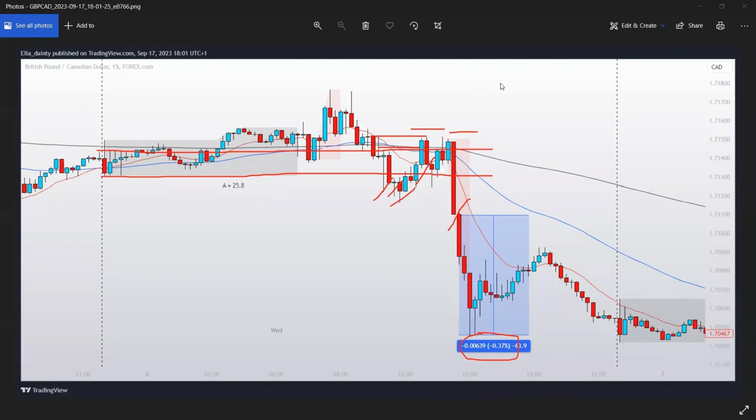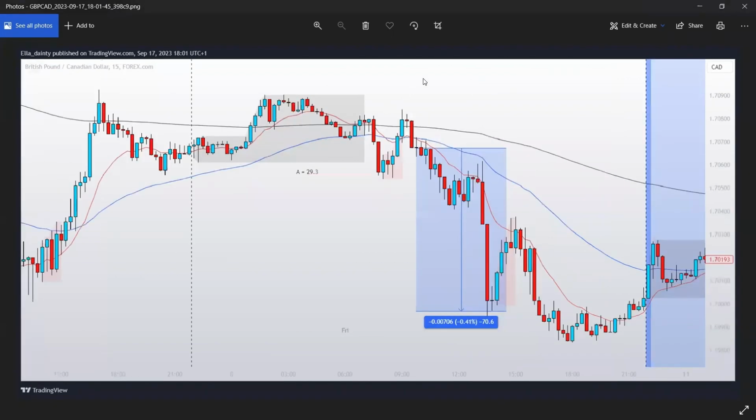Let's look at another example. Here we have the 200 EMA above price, right? The 200 EMA above price. We have the 50 EMA below the 200 EMA. So that tells us that this is a downtrend. This is the downtrend, so we're going to be looking for sales.